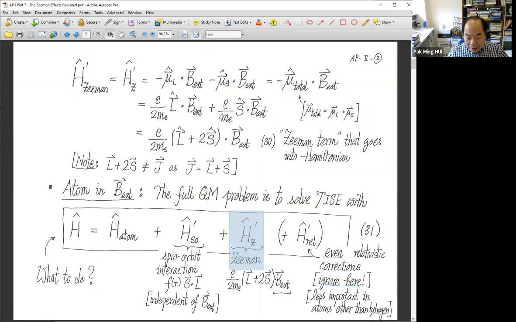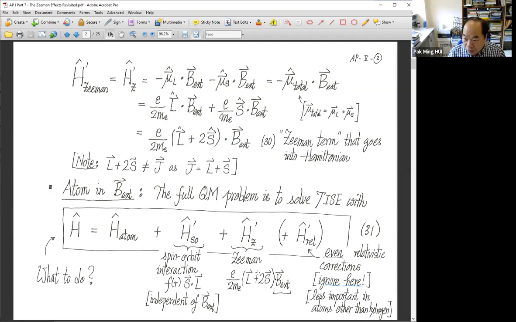And then there is now a Zeeman term. The Zeeman term takes on this form. We have a term that is L dot the external field, that comes from the orbital magnetic dipole moment interacting with the field. And there is another term that comes from the spin magnetic dipole moment interacting with the field. The difference is that there is a g factor, g equals 2, a very good approximation, although it is 2.0 something to 13 digits, but we will take it as 2 in our course.